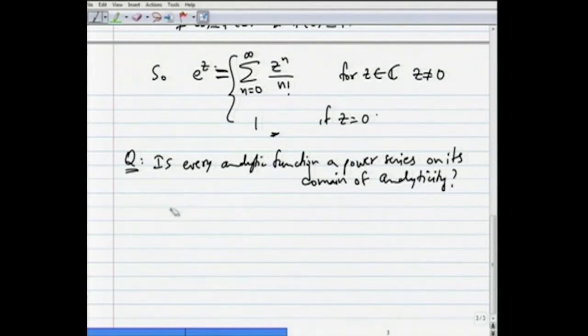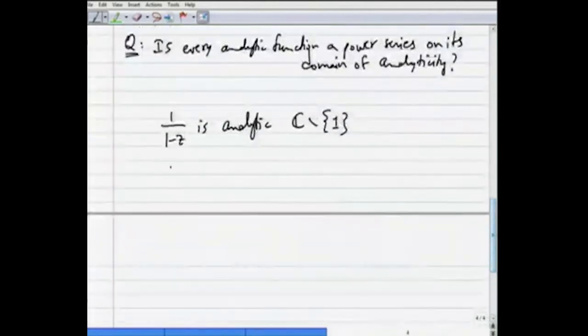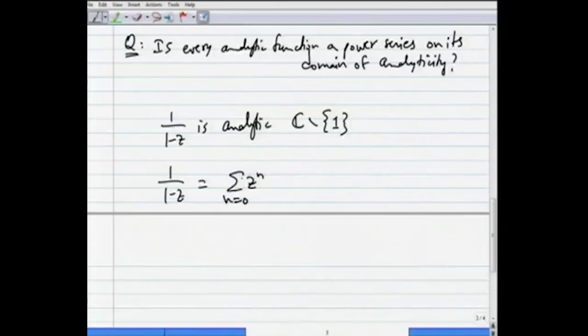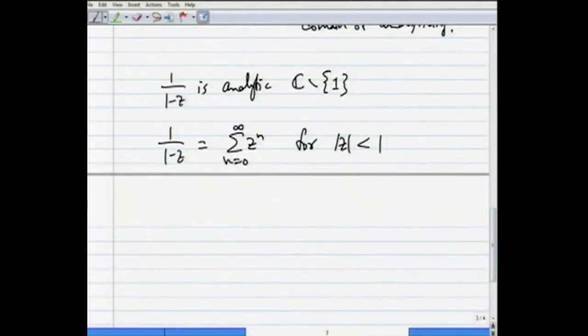So we know that 1 by 1 minus z is analytic on all of C except at one point, namely 1. So on the set C minus 1, 1 by 1 minus z is analytic, but 1 by 1 minus z is equal to one kind of power series, which is the geometric series, z power n, n equals 0 through infinity, only for mod z less than 1. Beyond that, for mod z greater than 1, sorry, we know at least that this power series is not correct for 1 by 1 minus z. So the point is, not all analytic functions are equal to a unique power series on the whole domain of their analyticity. So that happens.